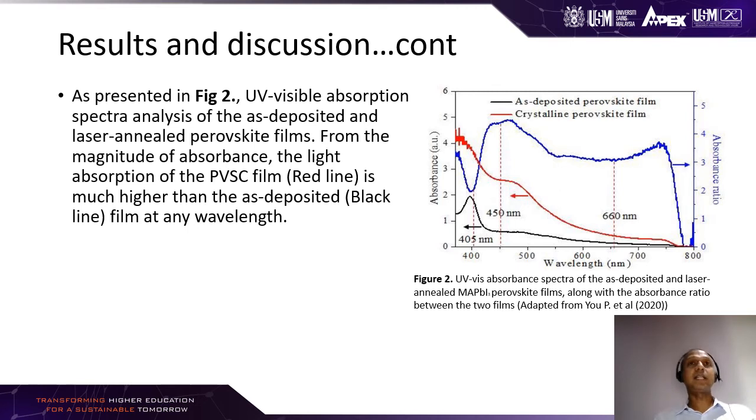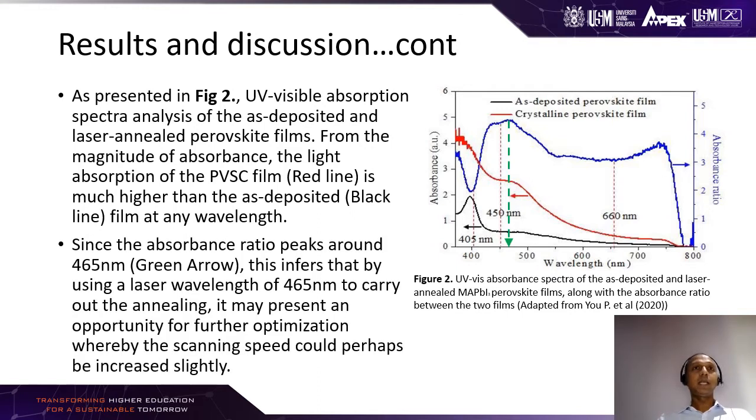Now moving on to further results. As seen here on this absorption ratio chart, you would notice on figure 2 that the as-deposited and the laser annealed perovskite film absorption rates are much different. So from the magnitude of the light absorption of the PVSC film, which is the red line here, it is much higher than the as-deposited film at any wavelength here in the black line. So now additionally, pay attention to this peak over here, right?